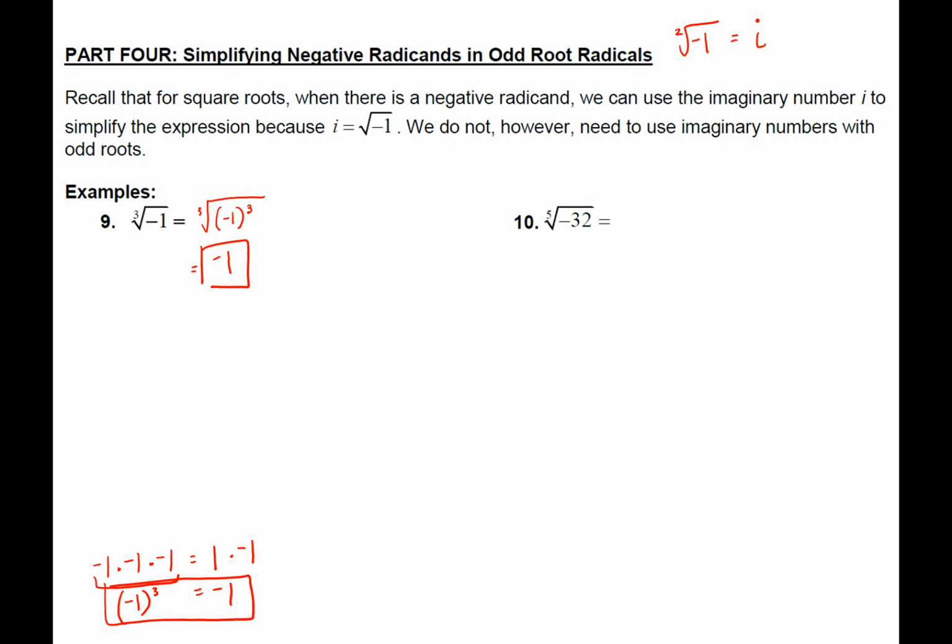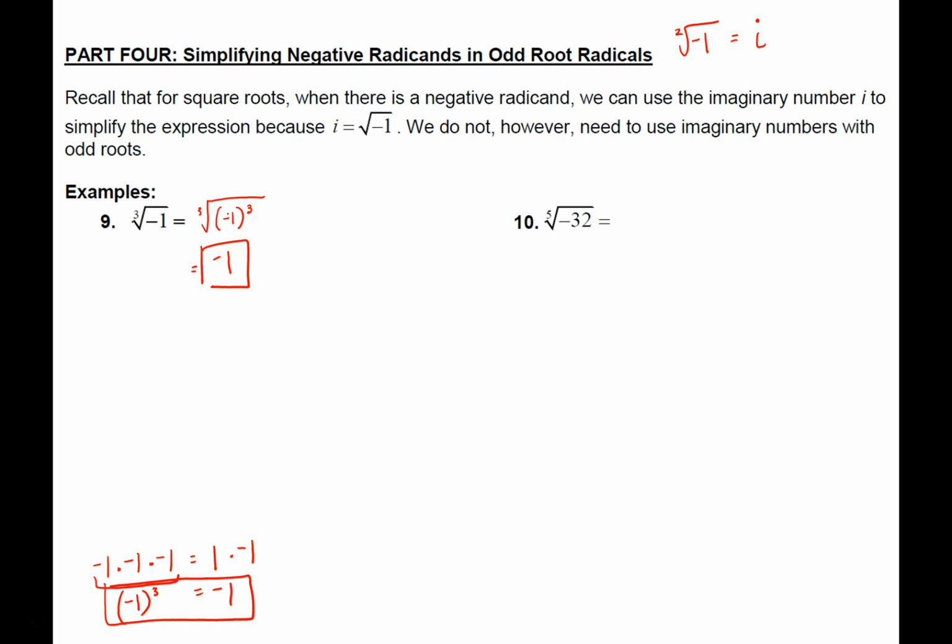You can take the fifth root of negative numbers. You can take the seventh root of negative numbers. If you have an odd index, you don't have to worry about imaginary numbers. You can pull that negative out because -1 to any odd power is still going to equal -1.